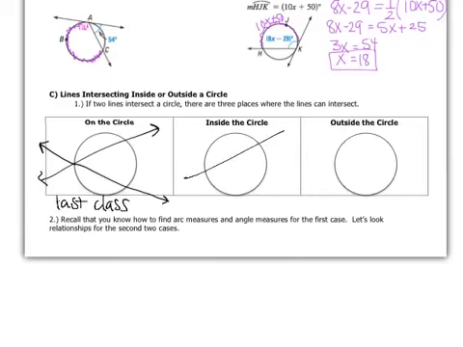We can have our 2 lines intersect somewhere inside our circle. Please know that that intersection point is not necessarily the center of that circle. Where they intersect is not necessarily the center of the circle, okay? And then finally, we can have our two lines intersect somewhere outside the circle.